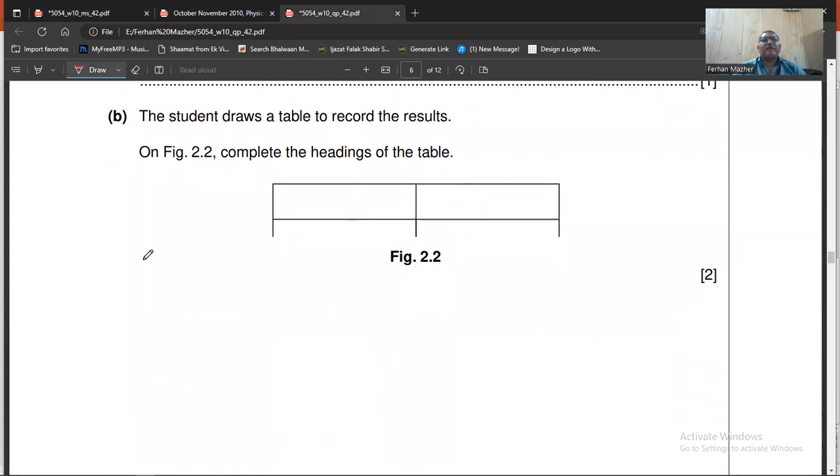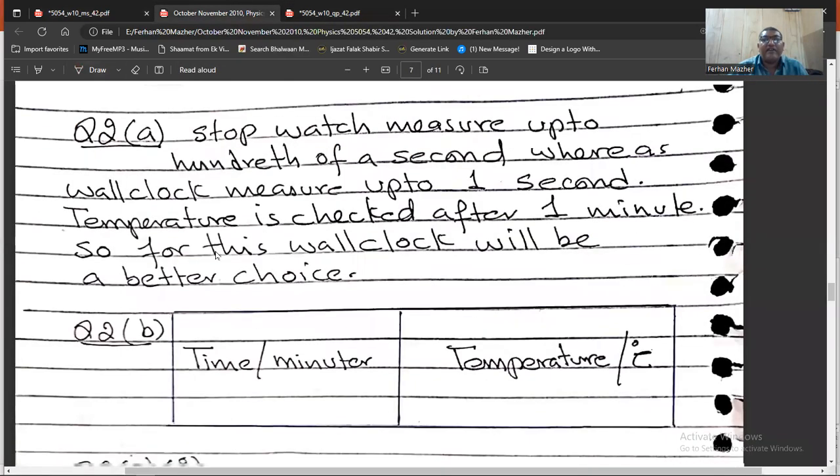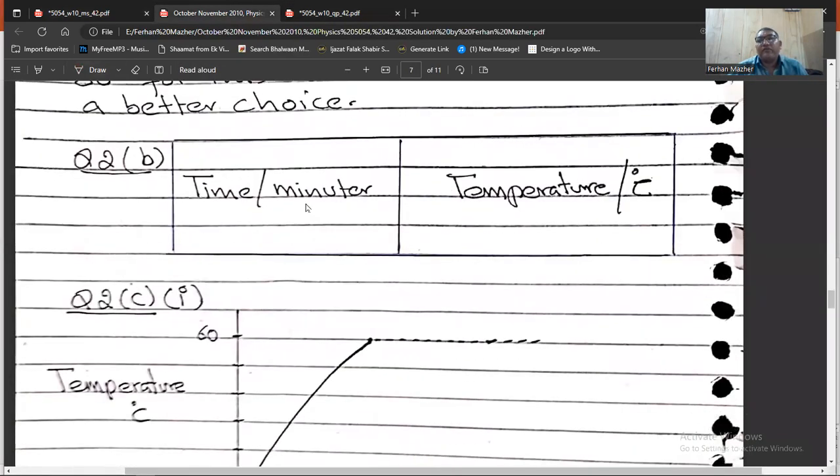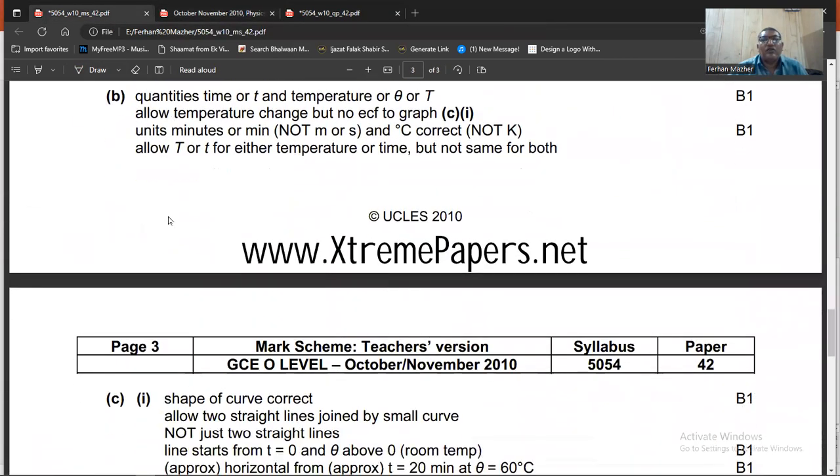Okay, the student draws a table to record the results. Complete the headings. Here write the time and here write the temperature. The time will be measured in minutes and the temperature will be measured in degree centigrade. So you can see time in minutes and temperature in degree centigrade. So this is what we have to write here.